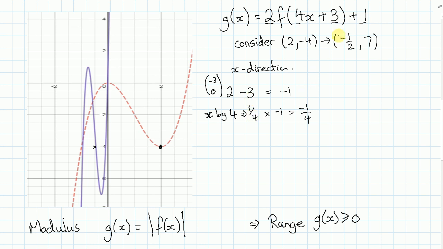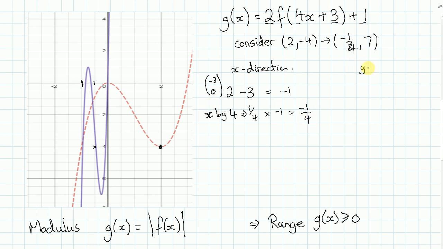Yeah, it is a quarter, sorry, not a half. I misread my scales. Each square is actually half, not a quarter. I counted squares and then made a mistake here, so that's minus a quarter. So that's my x direction.